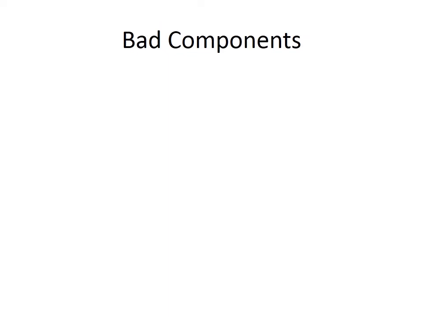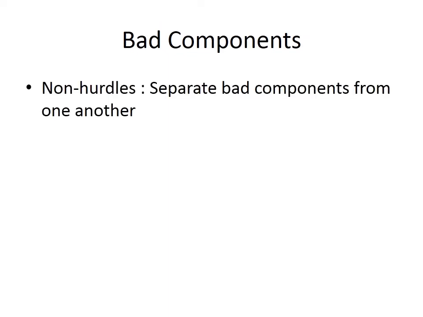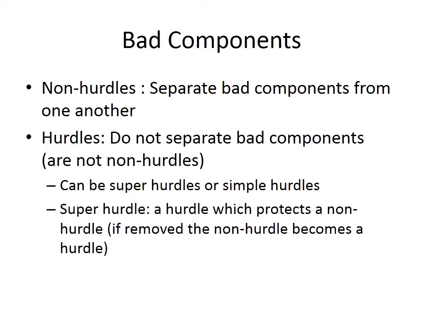So, bad components, there are a few different types. We have non-hurdles, and non-hurdles separate bad components from one another. Hurdles do not separate bad components from one another, and a hurdle can be a super hurdle or a simple hurdle. And to be a super hurdle, the hurdle protects a non-hurdle. So if we take that super hurdle out, our non-hurdle is now a hurdle. And a simple hurdle does not protect a non-hurdle. So let's look at an example.